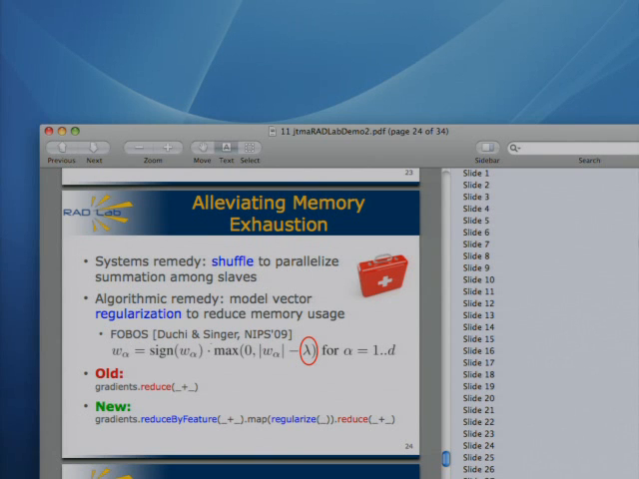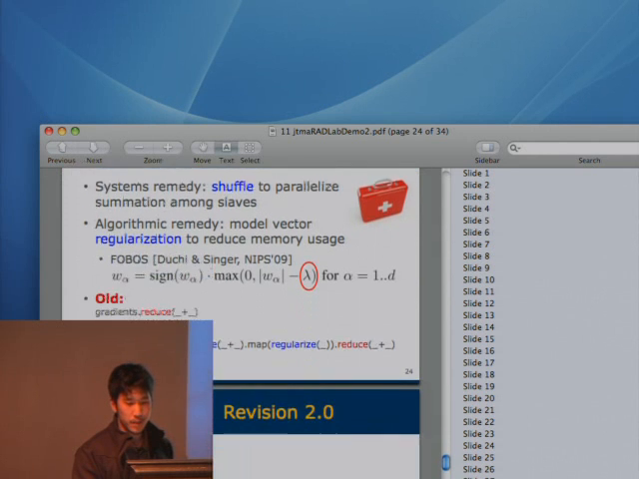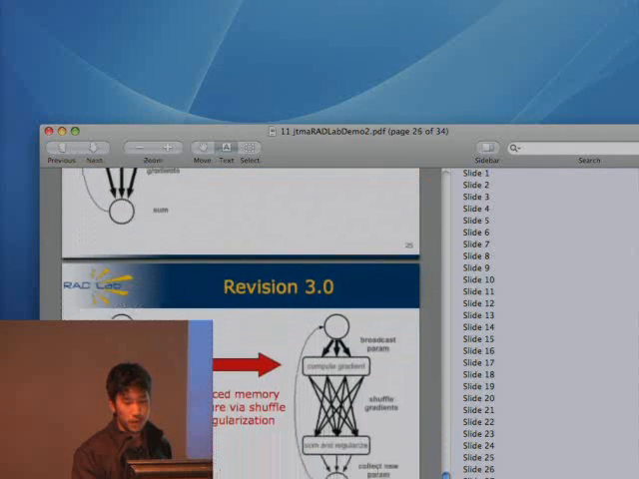Before, you just had a monolithic reduce operation at the master. But now you just add a couple more function calls along the way. I don't know if people are familiar with Scala. It's a functional language. And so you've got your gradients. You do the reduction, the summation, you parallelize that among the slaves. And that's this function right here. And at the slaves, you do the regularization. And it was that straightforward. So that was kind of a nice thing with using Spark for that.